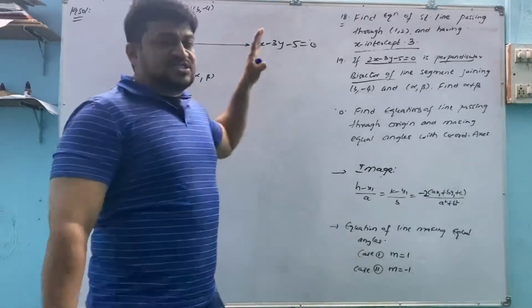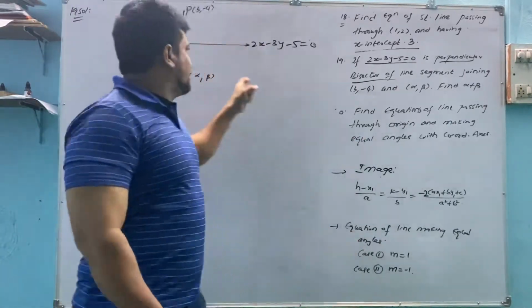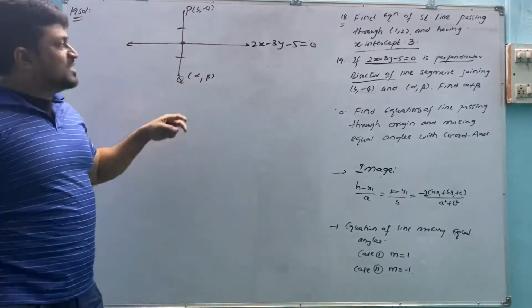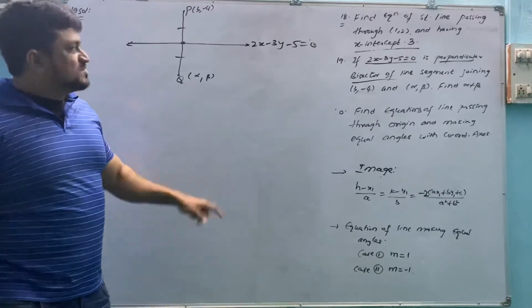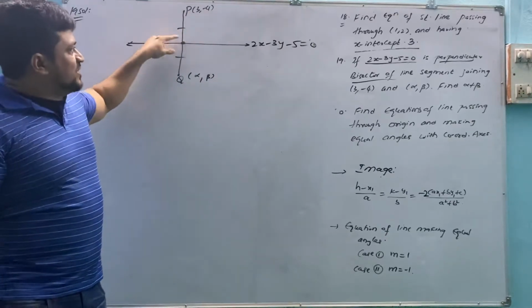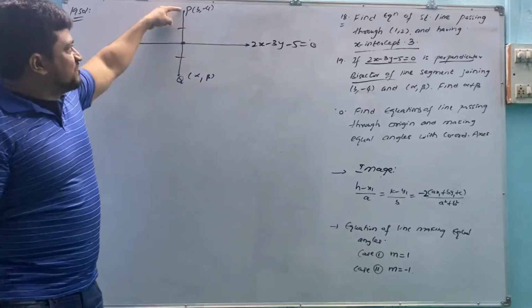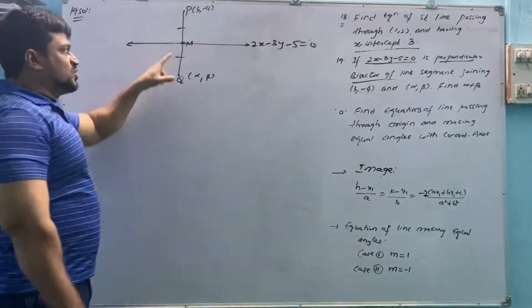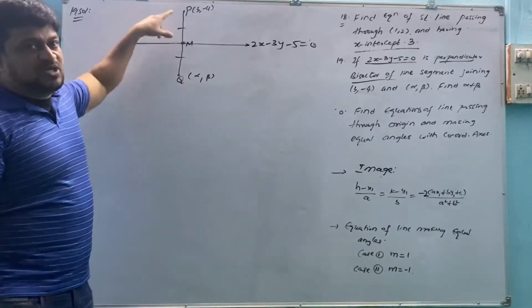If you find such a case, whenever any bisector is given to you, a line is given and 2 points are given, this is an image problem. Image means the P value is there. If here a point is there, it means foot of perpendicular. Same thing: if the distance between P to M and M to Q is equal, then P and Q are images of each other.